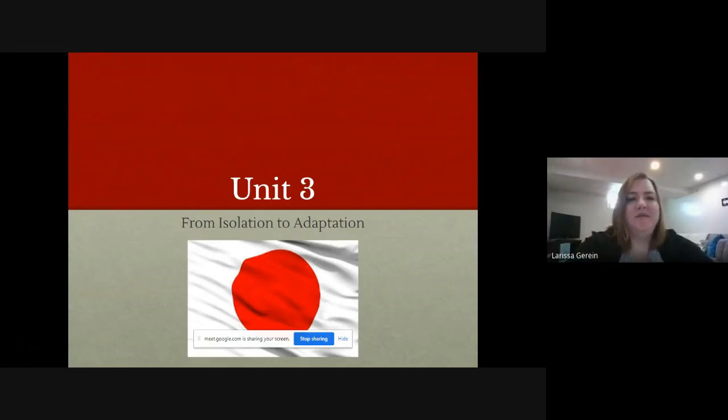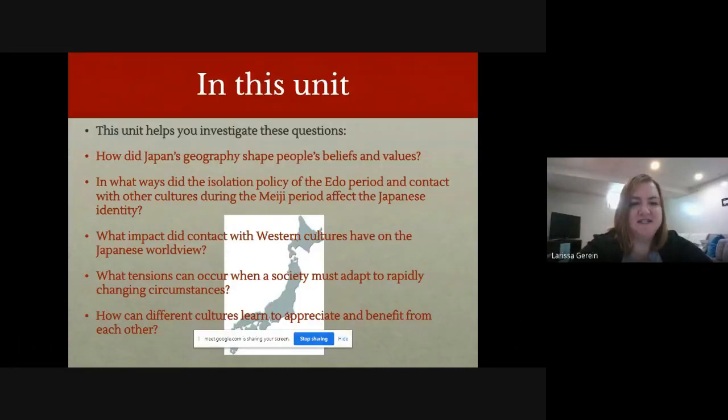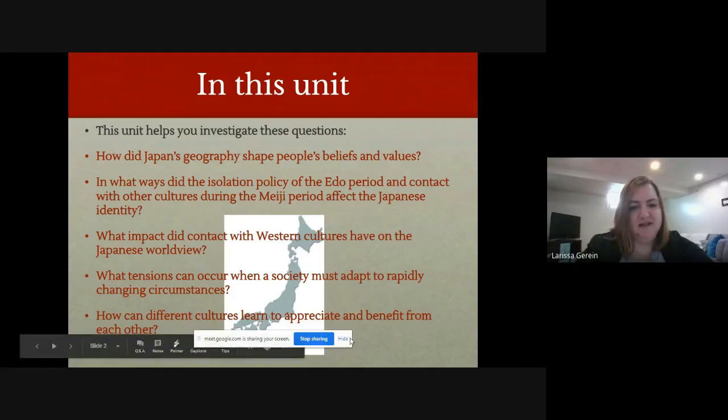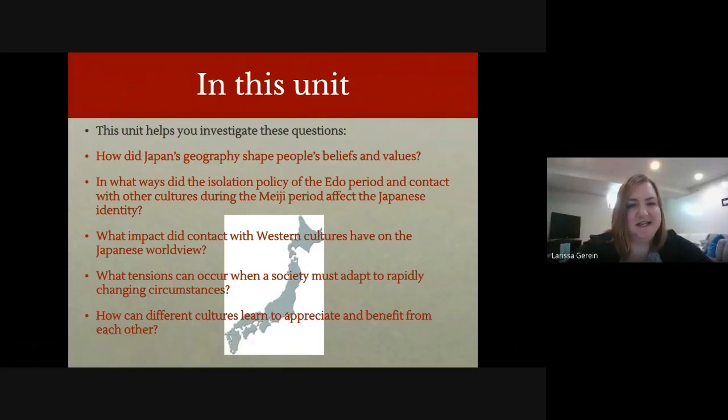And so, in this unit, here are some of the key questions. So, how did Japan's geography shape beliefs and values? That's what we're going to be talking about during Chapter 12. In what ways did isolation policy of the Edo period and contact with other cultures during the Meiji period affect the Japanese identity? What impact did contact with Western cultures have on the Japanese worldview? What tensions can occur when a society must adapt to rapidly changing circumstances? And how can different cultures learn to appreciate and benefit from each other? So these are some of the questions.